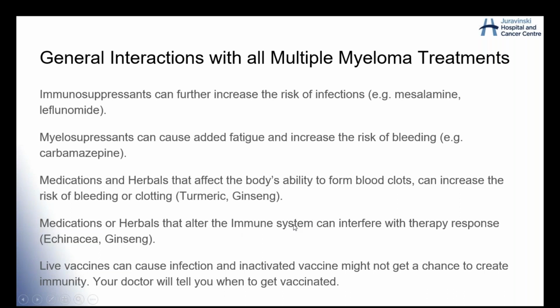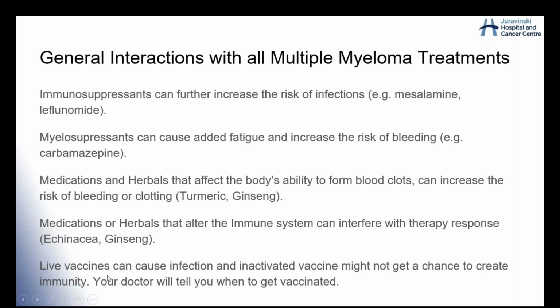Medications that can alter the immune system, echinacea, you've probably seen it multiple times during this presentation. Ginseng, for example, because a lot of these chemotherapeutic agents utilize the immune system to fight these blood cancers. It's important to not interfere with that, at least when you're taking them to treat. After that, you can have a conversation with your physician or pharmacist about when it's safe to restart these herbals again.